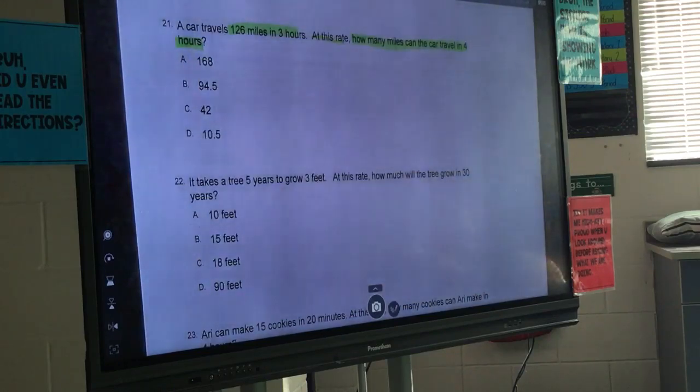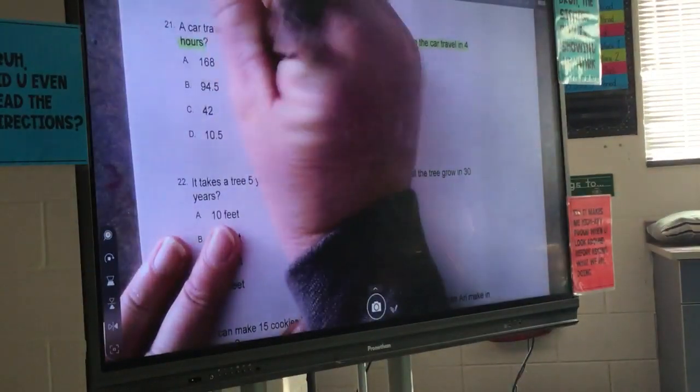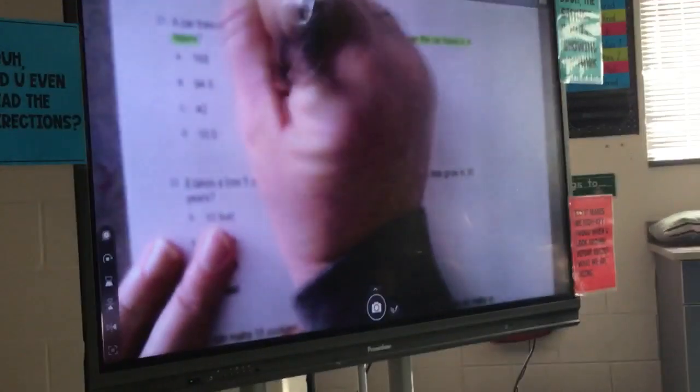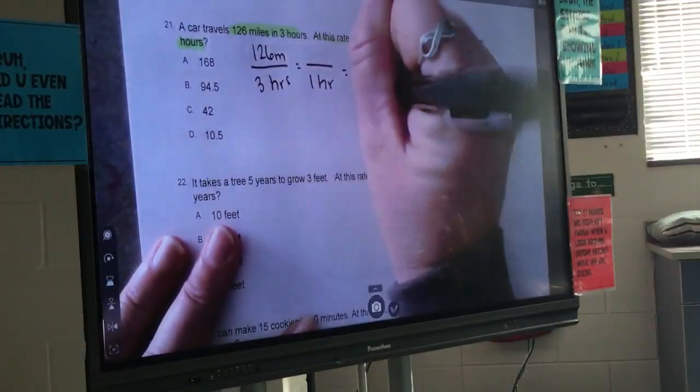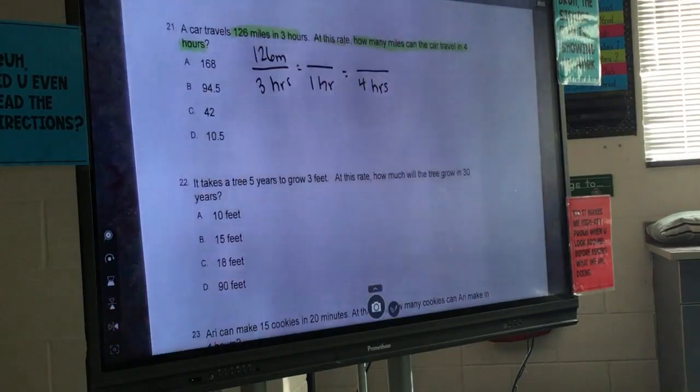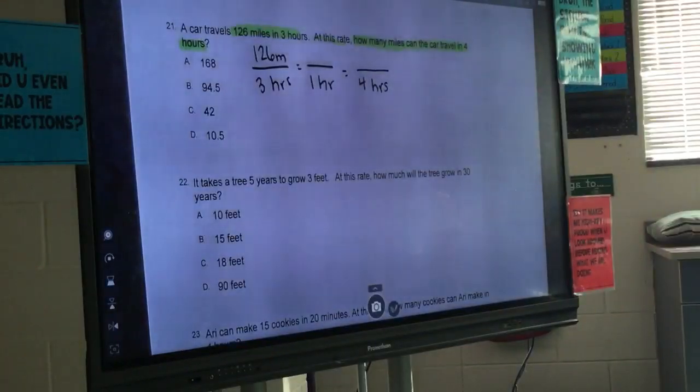So this one, it's essentially saying they drive 126 miles in 3 hours. How far can they drive in 4 hours? Now, you can go from the 3 hours to the 4 hours, but that's going to be a really hard number to figure out, especially if you don't have a calculator. So in this instance, I would still find the unit rate and then use that to find the rate for 4 hours. That's personally what I would do. Especially with a calculator, it makes it pretty easy. So you're dividing by 3.